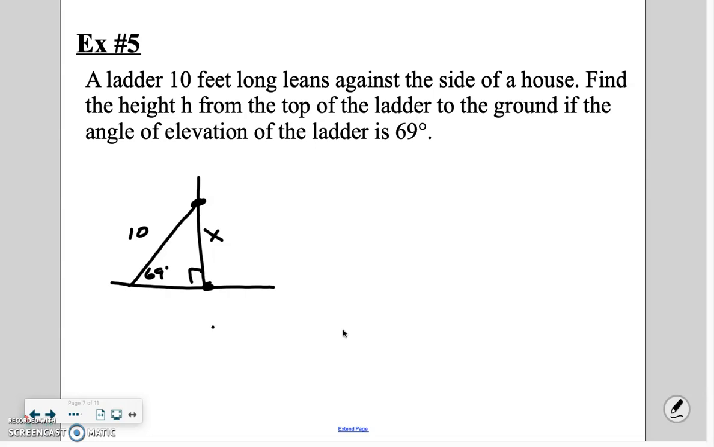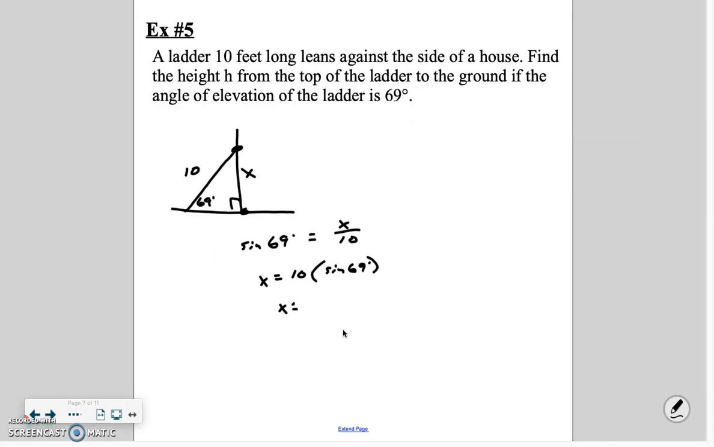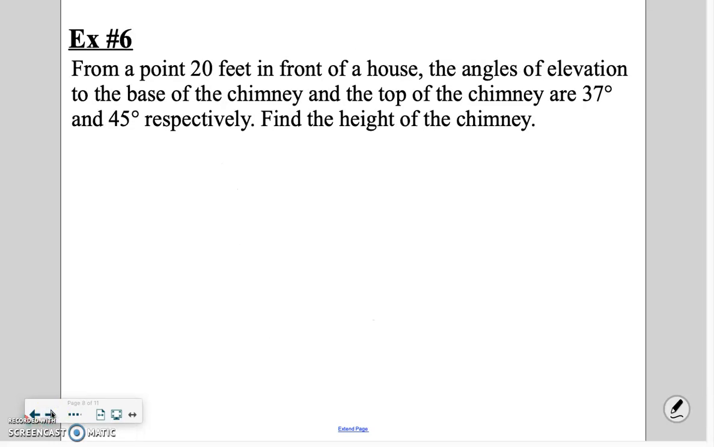Opposite hypotenuse, we agreed that the sine of 69 degrees is equal to x over 10. So 10 times the sine of 69 degrees should get us there. What are we going to say? X is 9.34 feet. Okay. All right. What about number 6?